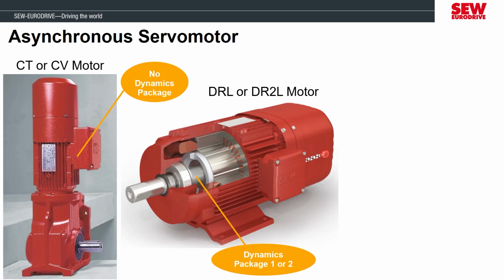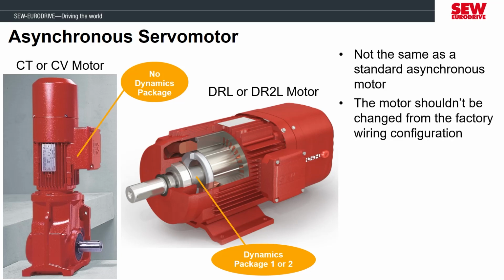Just like I did for the standard motors, let me summarize some points about these asynchronous servos. These motors will look just like a standard motor, but they are different in their stator and rotor construction, so they are operated differently. The terminal blocks of these motors will look just like the standard motors, and it's easy to mistake that it's okay to change it from delta to Y or vice versa. But these motors are wired from the factory for the correct voltage and frequency, and it shouldn't be changed.